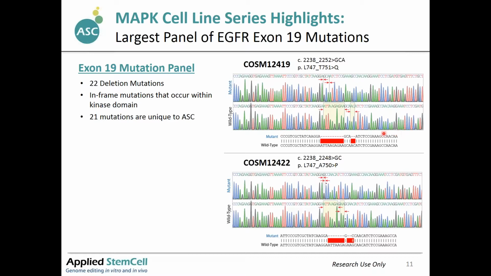So here, instead of just doing a single deletion, we've engineered a combination of 2 deletions within EGFR. Here you can see the sequence alignment data for this. And then the bottom one, we've combined a series of 2 deletions as well as a single nucleotide change within the gene. And here again, you can see the alignment information for this mutation as well.